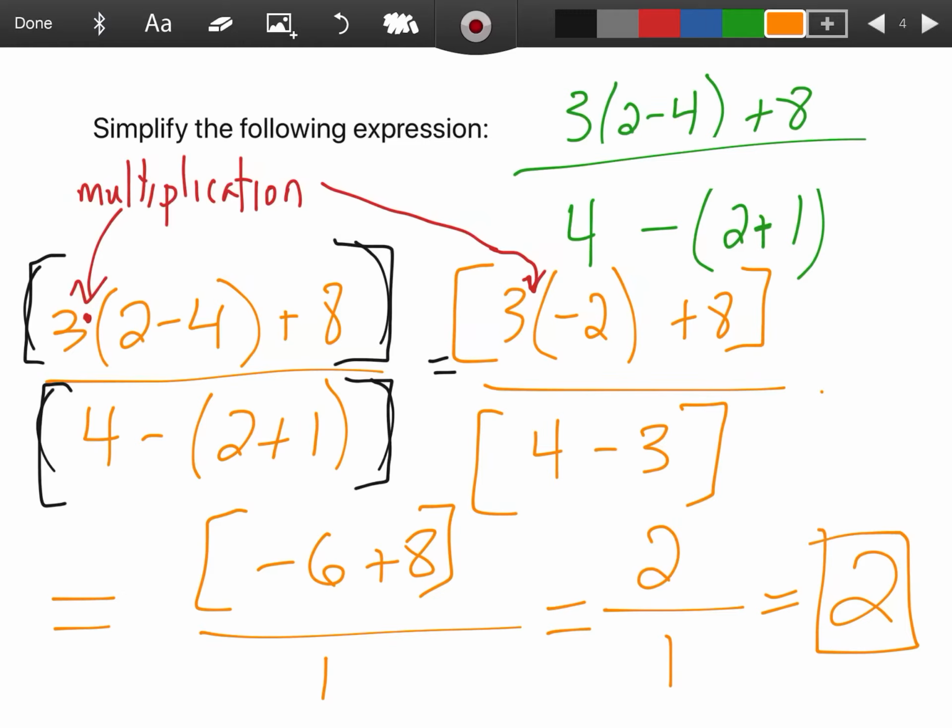Okay, so I took this big, large expression in the green and I simplified it all the way down to just 2. And that's what we're going to be working with to start today.